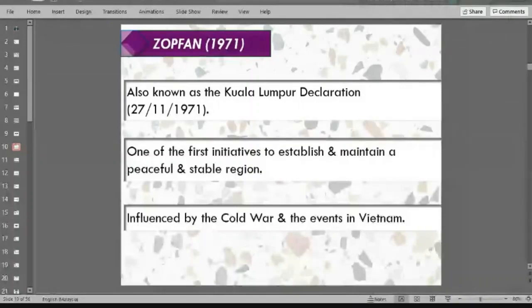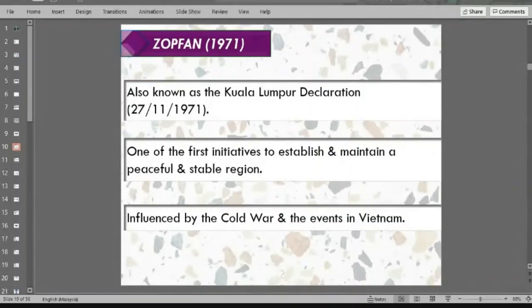So it was one of the first initiatives to ensure the stability and peace in the region, right? And this will be followed by other initiatives later on with the same purpose, okay, to ensure the stability, the security, and to maintain the peace in the region.